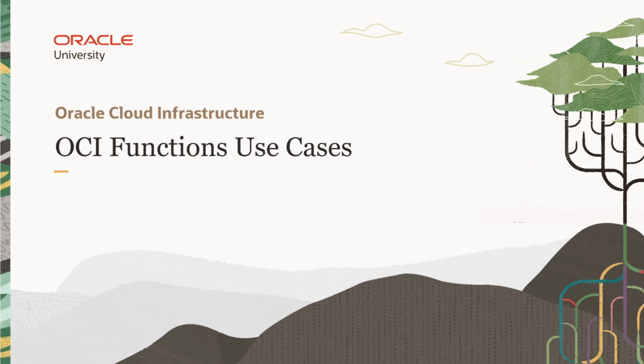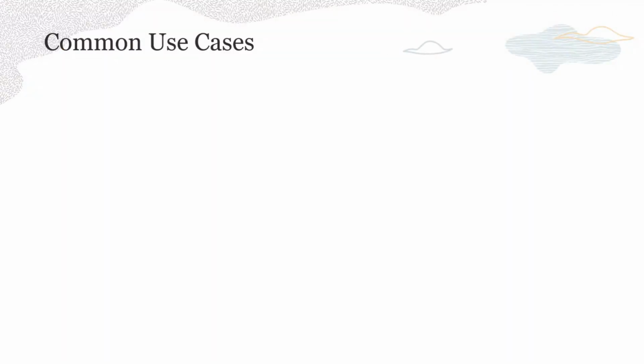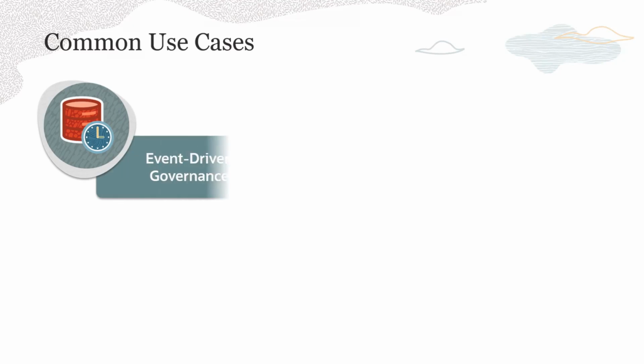In this lesson, we'll explore different scenarios where you can apply serverless functions in Oracle Cloud. So let's get started. Simply put, serverless use cases revolve around executing code in response to an event. Serverless use cases fall into several categories, and we'll discuss some of the key ones on this slide. The first category is event-driven governance. This includes scenarios such as audit logs and network flow logs.